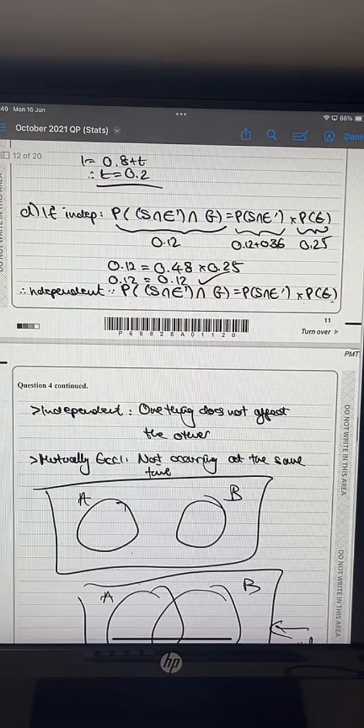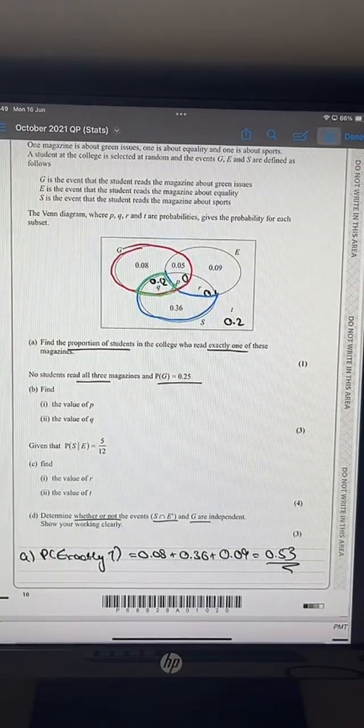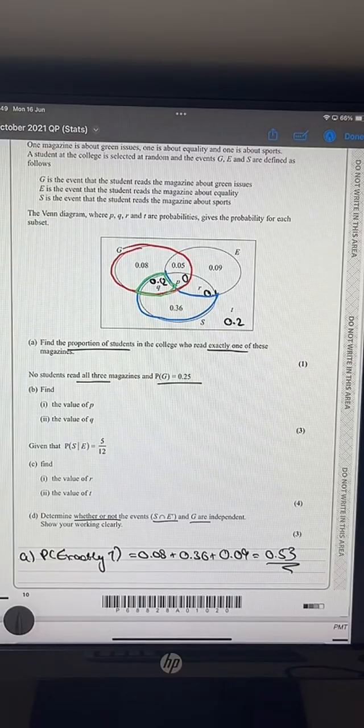GCSEs, this is A-level, man. This is not GCSEs. Some people are still suffering. The chemistry and the math students are suffering till the end.